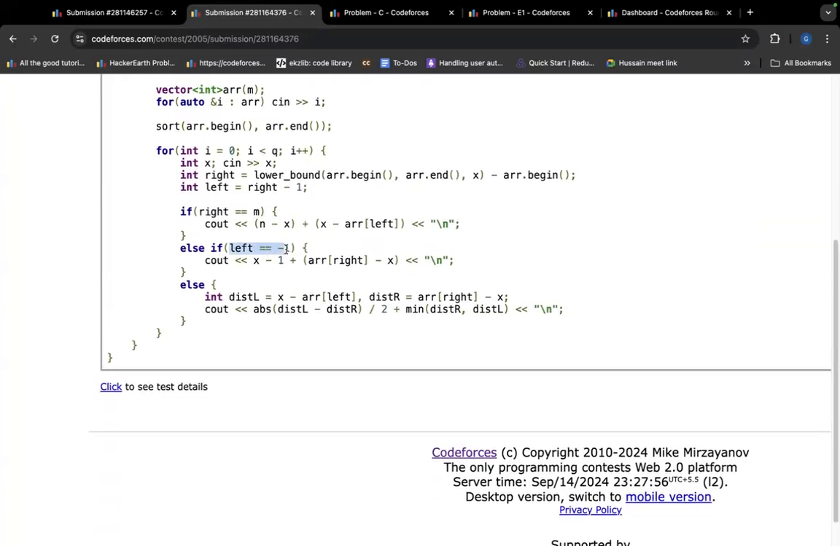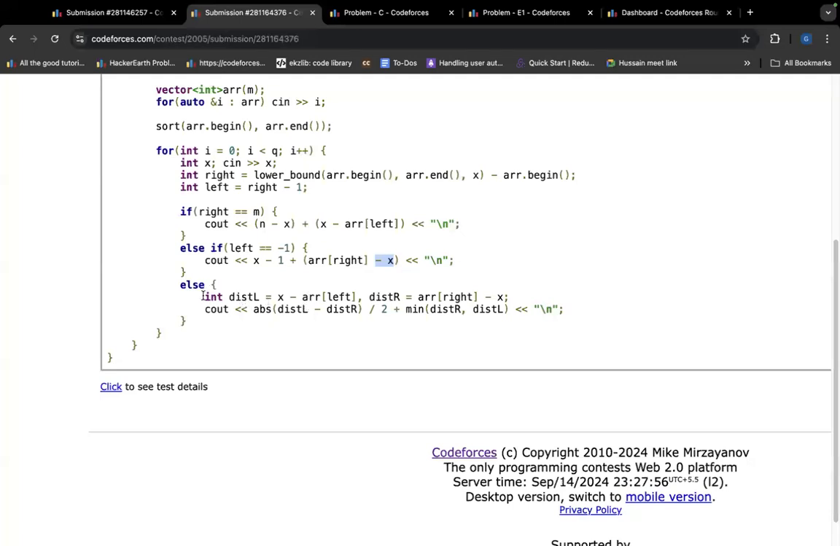Similarly, if left is equal to -1, it means that there is no police or no teacher towards the left. So in that case, I would just be printing arr of right minus 1. This x and this x get cancelled, so ignore that as well.